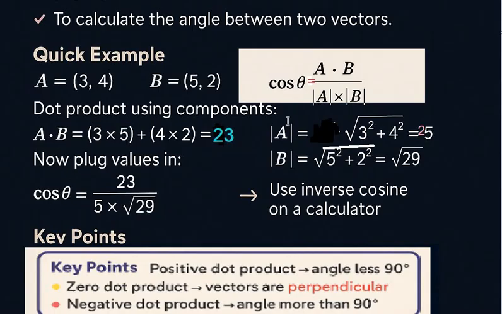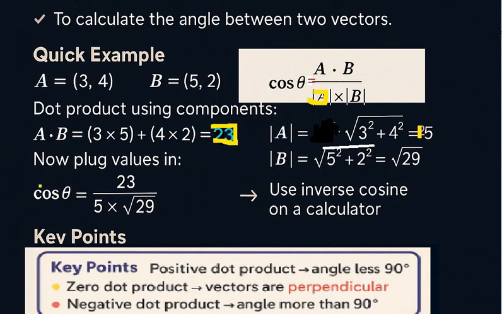Now using these values for a dot b, we have taken a square root, my mistake. The answer is only 5, because 25 under the square root gives you 5. Now 5 multiplied by the square root of 29 is the product of the magnitudes of a and b, and you have the value 23 here. So putting in 23 over 5 times the square root of 29.